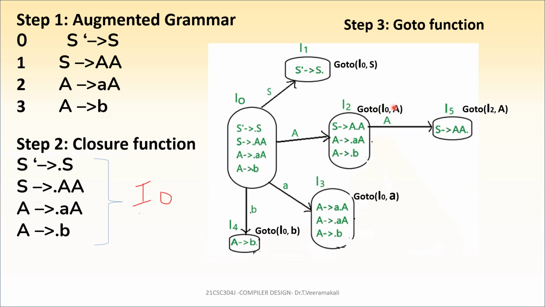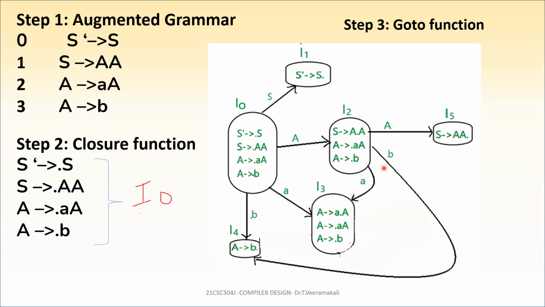First I am going to apply the next step. If you apply the goto function for capital A, this dot will move one step right side. So you will get the result as S tends to capital A dot. After this dot, you don't have any variable at all, so you leave it as it is. And then you need to find the goto function for small a. You will get the result as the same. Why? Because this dot is moved one step right, you will get this as a result.